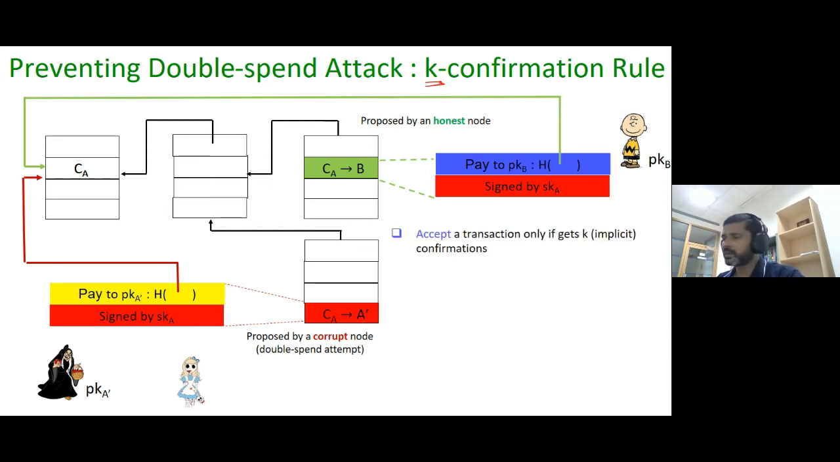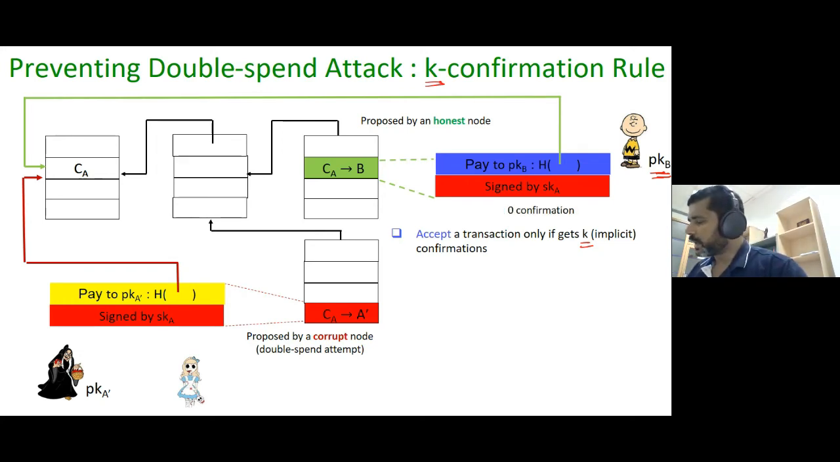And what is this K confirmation rule? The K confirmation rule says that an entity should not immediately believe a transaction to be approved until it gets K confirmations. And what do I mean by K confirmation? By that, I mean that there should be K blocks on top of the block where that transaction got approved. Only when there are K blocks on top of that block should the transaction be taken as confirmed.